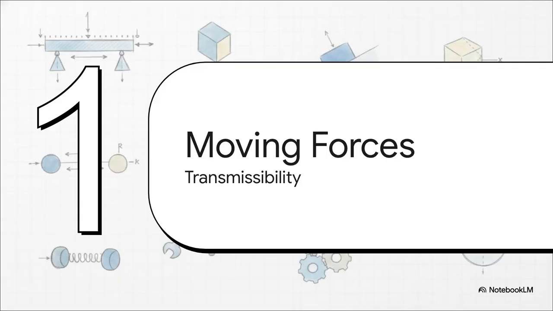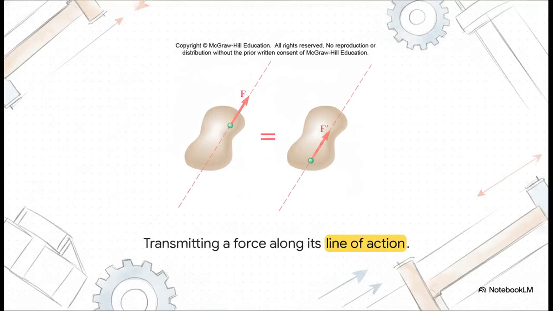Moving right along to section 3, moving forces, also known as transmissibility. Now that we've identified our forces, here's a really cool trick for how we can slide them around to make our math way easier. It's called the principle of transmissibility. It states that you can slide a force anywhere along its line of action without changing how the object moves or rests. So, you can take a force pushing on the front of an object and move it to the back, as long as it stays on that exact same line. The physical conditions stay perfectly identical. They're what we call equivalent forces.